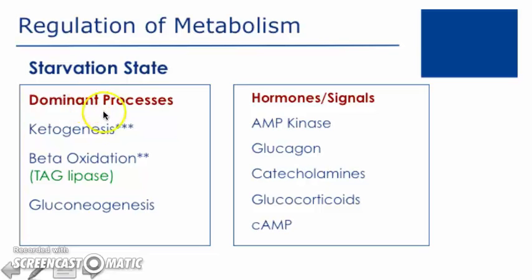Lastly, we'll see the dominant processes in a more prolonged fasting or starvation state. The hormones and signals that will be elevated in this state are going to be similar to the early fasting state. However, we're going to see a shift from glycogenolysis and gluconeogenesis to the process of ketogenesis and beta oxidation being dominant during this more prolonged fasting and starvation state.